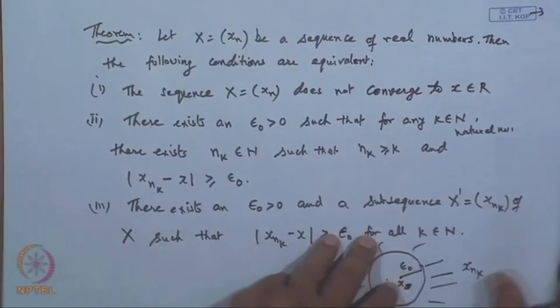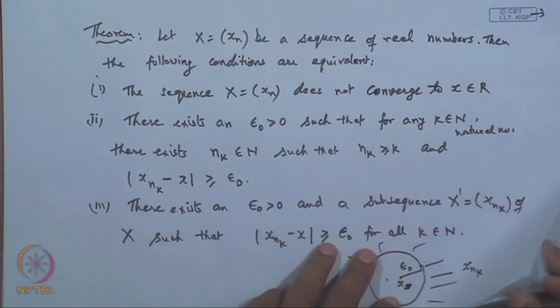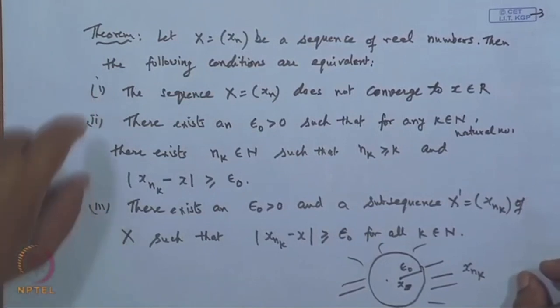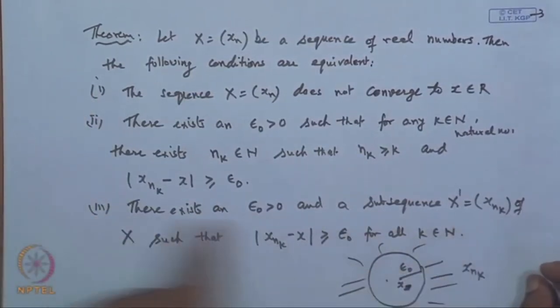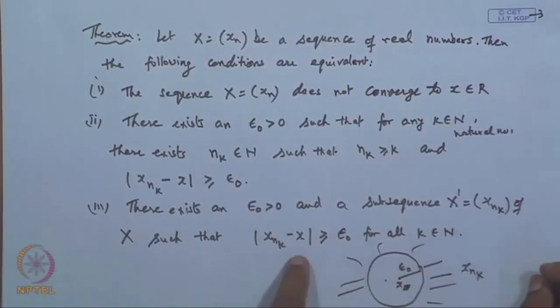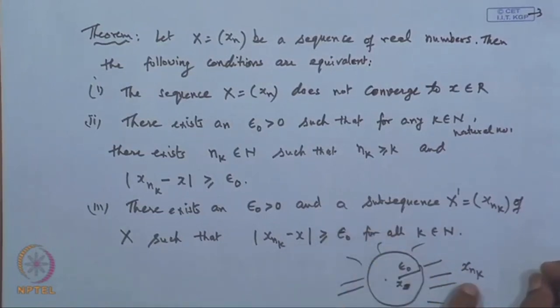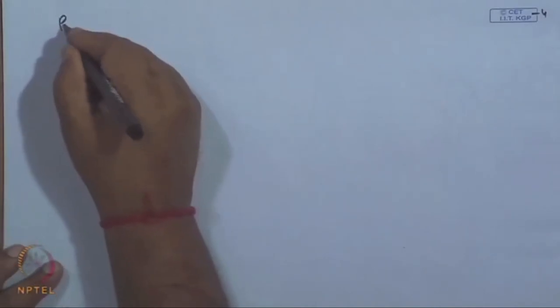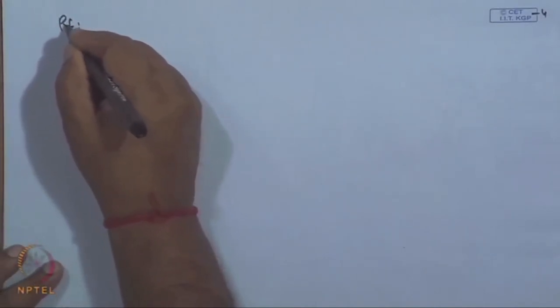Okay. So, we will go to the proof of how these three conditions are equivalent. If the sequence does not converge, we can immediately say this condition holds, that is, there exists an epsilon naught and a subsequence such that infinitely many terms of x n lie outside of the epsilon naught neighborhood of x. Okay. Let us see the proof.